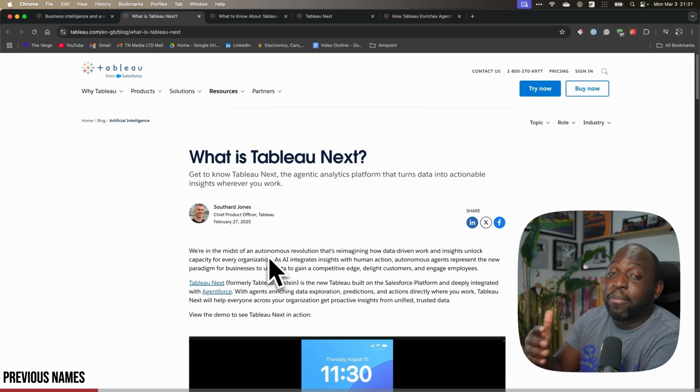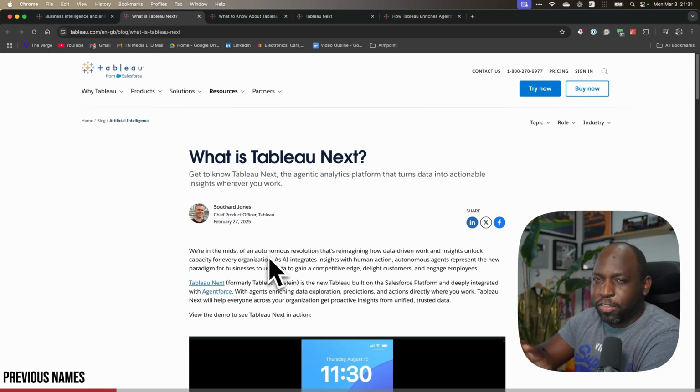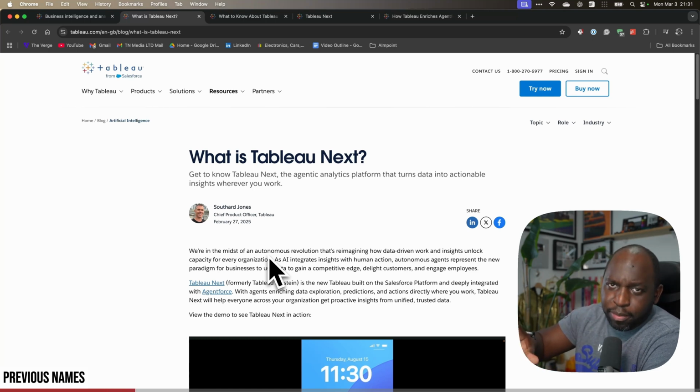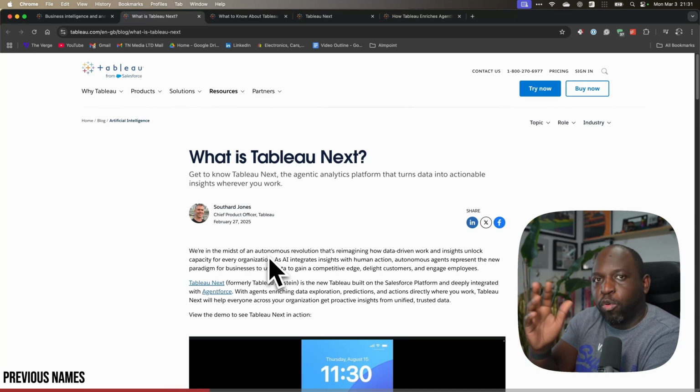Now, this product has had many different names, and I think it's important just to give that context, give that timeline. And it starts really with Tableau Einstein. This was the first name that we heard a while back, and when Tableau showcased the fourth wave, the name that came immediately after that was Tableau Einstein. That's what we got familiar with.